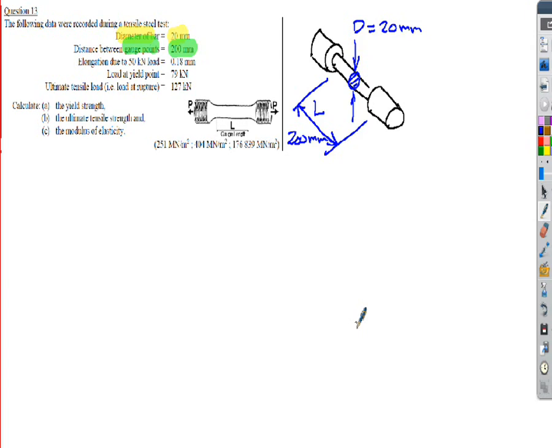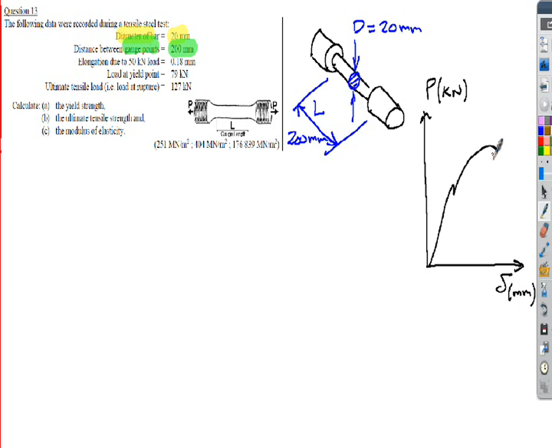We're given a yield point also, the load at the yield point, and we're given the ultimate tensile load applied when it failed. So I'm going to do a little diagram here just to illustrate that information of what we've got here. So this is my little stress strain diagram or load extension diagram. I'll draw it here. Okay, so I'll call it P. That's in kilonewtons, and that's the extension, and that will be in millimeters in this case. So this is my generic stress strain diagram, and I'll show the blip there.